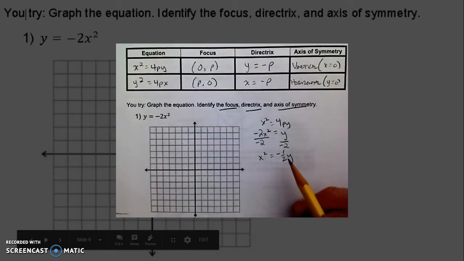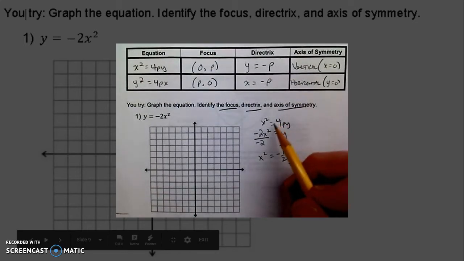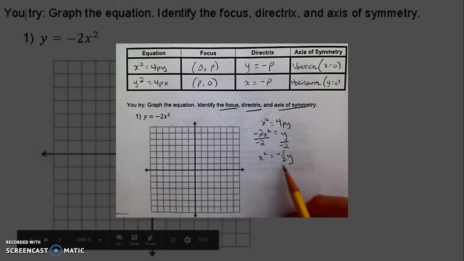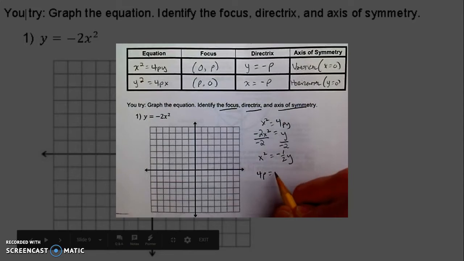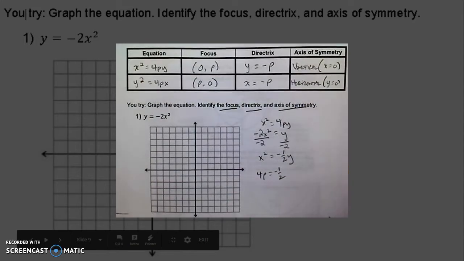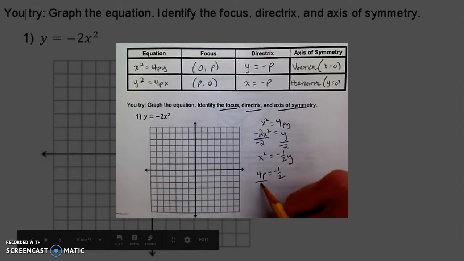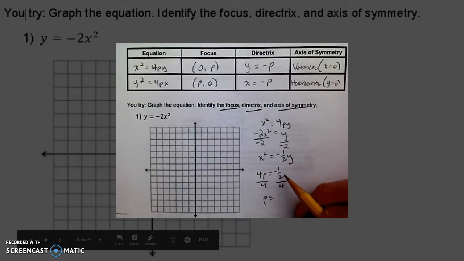Okay. Now, again, thinking about this, x squared equals 4py. x squared equals negative 1/2 y. So we can see that 4p equals negative 1/2. So we're continuing trying to solve for p. Divide by 4, divide by 4. So negative 1/2 divided by 4, right? Same as multiplying by 1/4, right? Thinking back to rational expressions and complex fractions. So p equals negative 1/8.